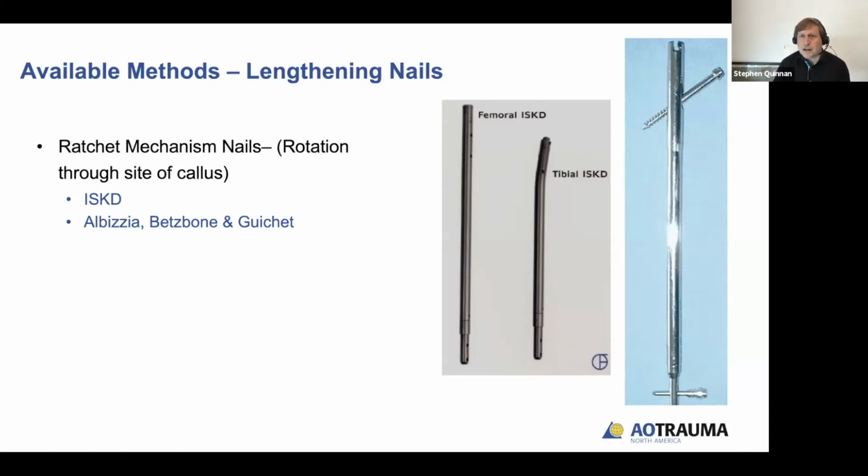And fundamentally what they do is there is a rotational mechanism between the two telescopic parts of the nail. So basically the rotation occurs through the regenerate bone, which is not great for regenerate bone. Not necessarily comfortable for the patient, especially the Betz-Bone-Gachet nail, which is a lot of rotation. But it can work, and it's an option. It can't be reversed. There can be other issues, but it was a step forward.